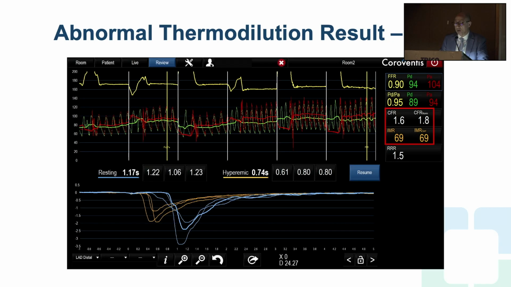This is an example of what CMD would look like. The CFR is low. The IMR is high. This patient was presenting with effort angina and dyspnea on exertion.